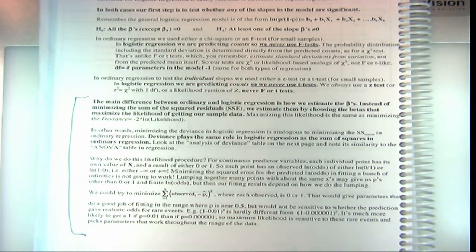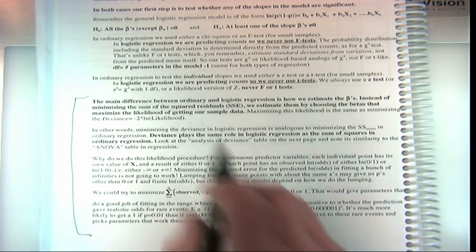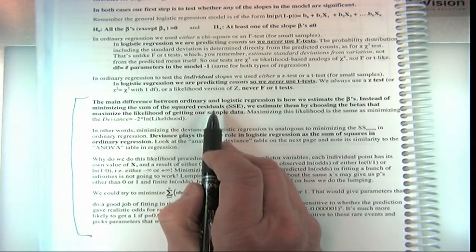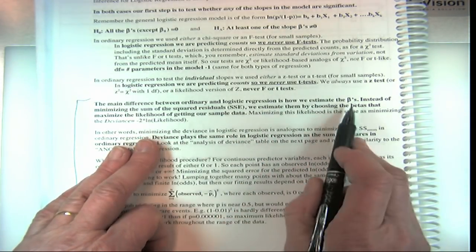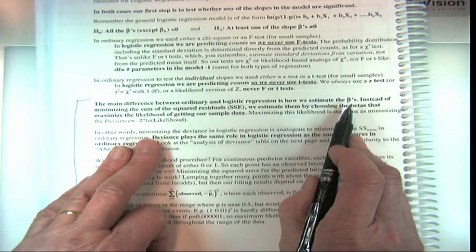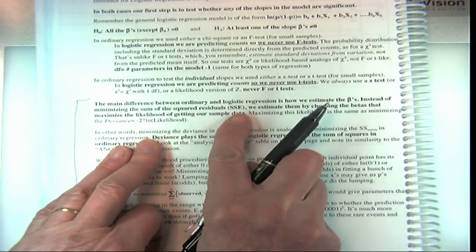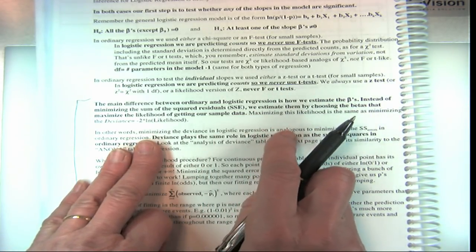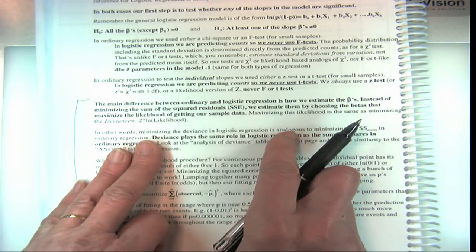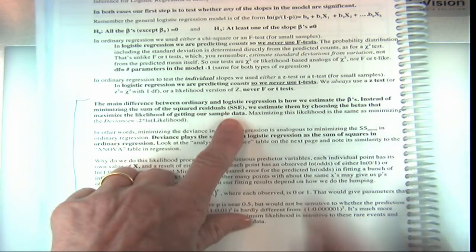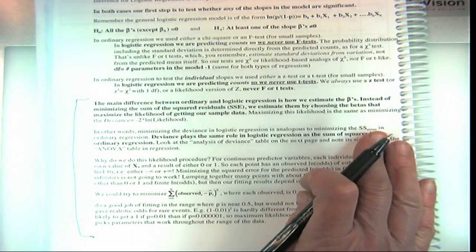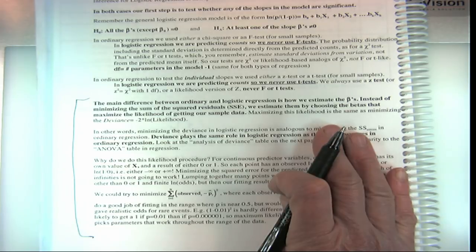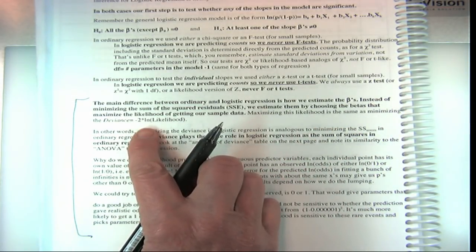So this is the part I'm talking about. It's a very brief explanation. But basically, the main difference between the ordinary regression that we've been doing and logistic regression is how we estimate those betas. Instead of the least squares estimates, we choose the betas that maximize the likelihood of getting our sample data, which is the same as minimizing what's called the deviance.